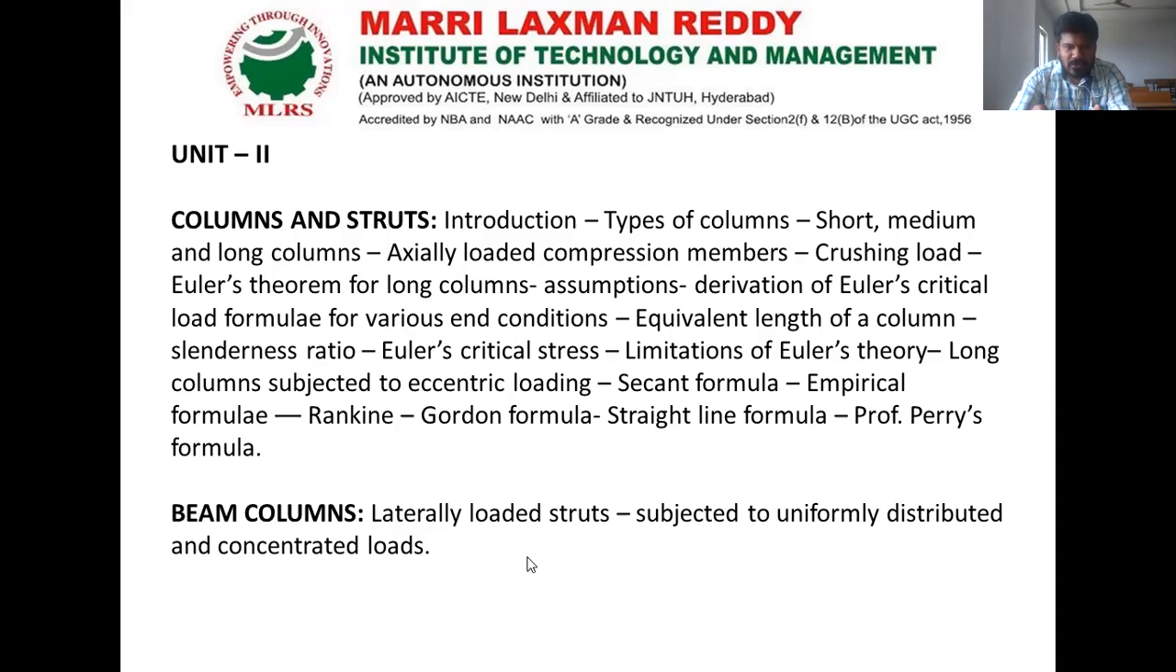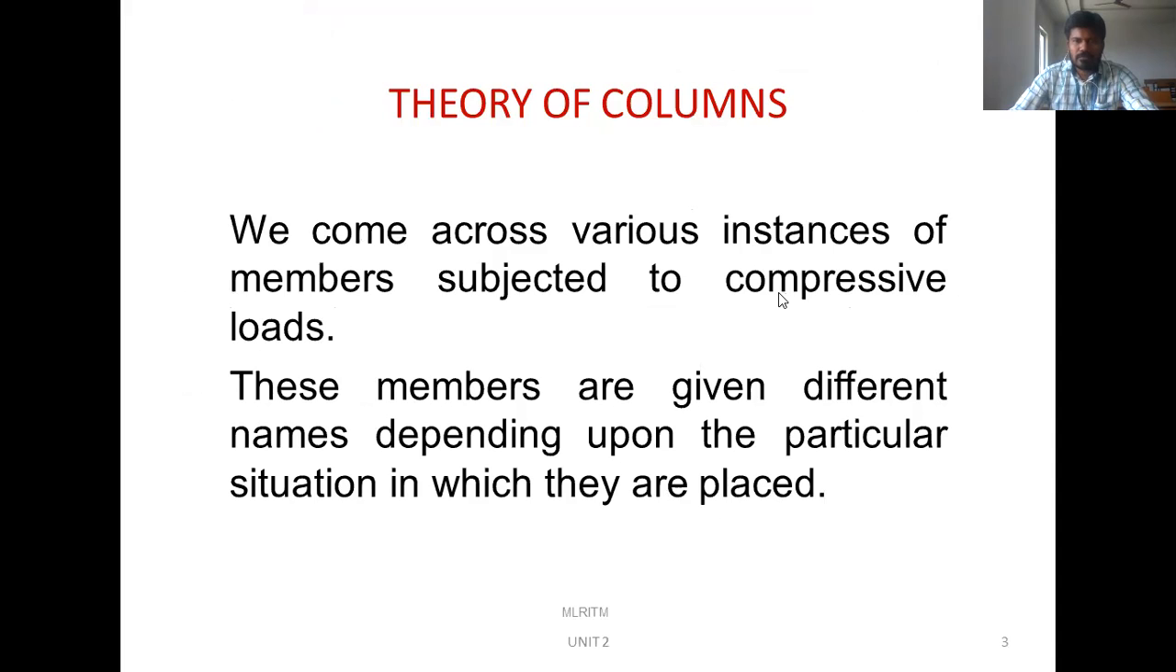The next chapter is beam columns, that is, laterally loaded members. But first we should move on to columns and struts. The member which carries only compressive loads is said to be a column. If the compression member is in a vertical position, it is said to be a column. If it is inclined, it is said to be a strut.